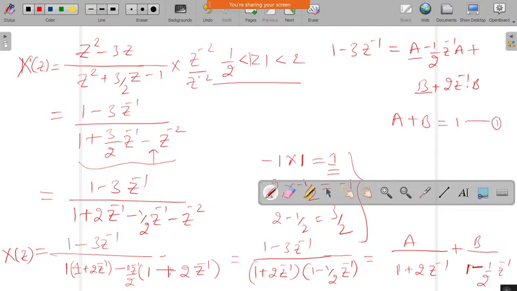This is one equation. And for z inverse, the coefficient is minus half into a and here 2 into b. So minus half into a plus 2 into b is equal to minus 3. This is the second equation. Now these two equations you can solve and get the values of a and b.